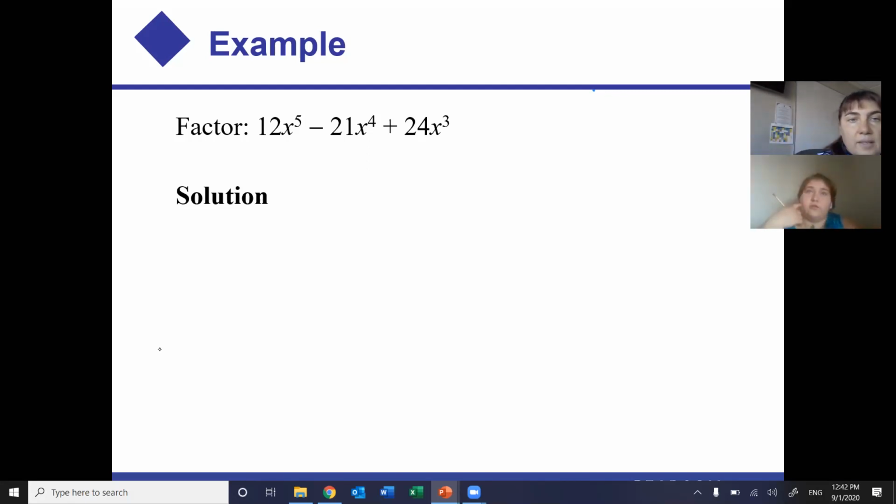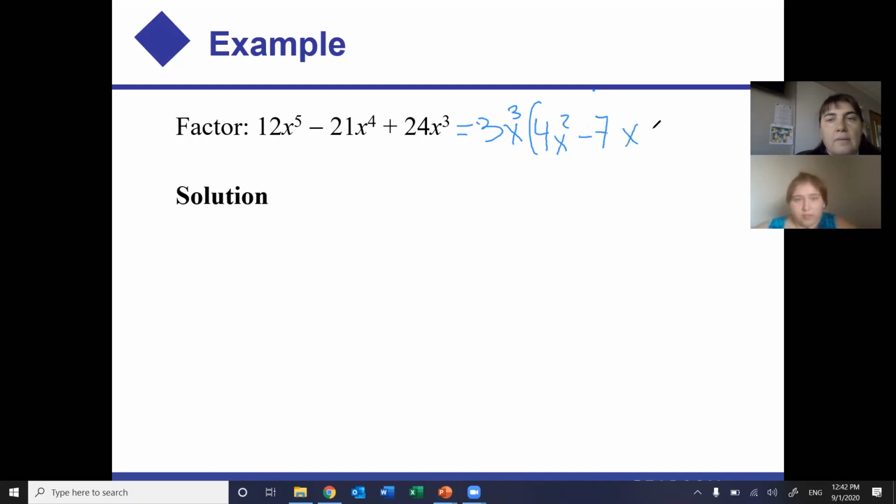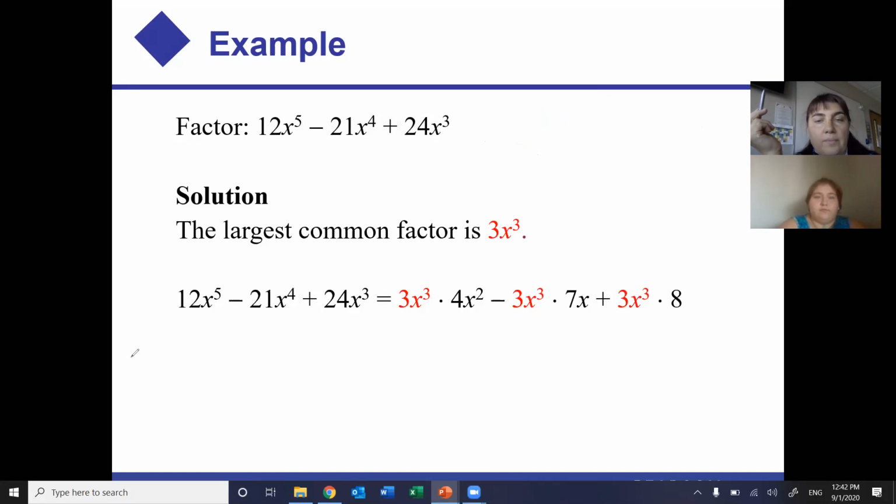3, okay, you're right. 3 is the number. Come, let me write 3. There's 3, and then what? That's correct. So what's left in the parentheses? 4, right? 4x minus 7x plus 3 times 8, that's correct. Okay, 8. That's it. Because the x cubed already, we took it in front. Very good. Moving on.